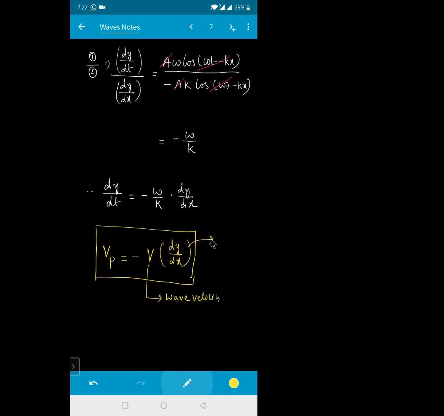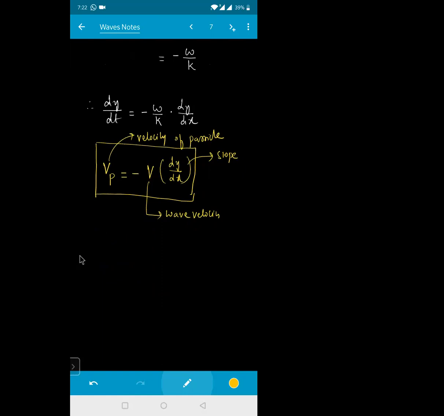dy by dx is known as the slope. Vp is known as the velocity of particle. So any particle which is moving in the wave is given by the formula Vp equals minus v into dy by dx, the particle velocity relation. Is it clear for everyone? Yes sir.